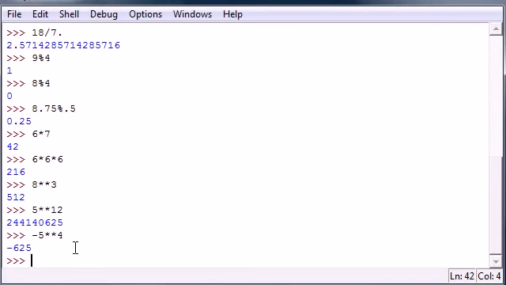Bam. There you go. So in this tutorial, we covered basic math functions, and I also told you guys how to do modulus and exponents. And those are the basic math functions, but we're going to be using them a lot in the future.